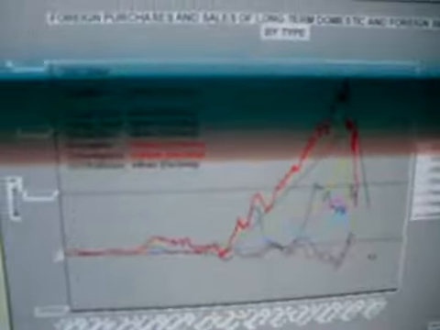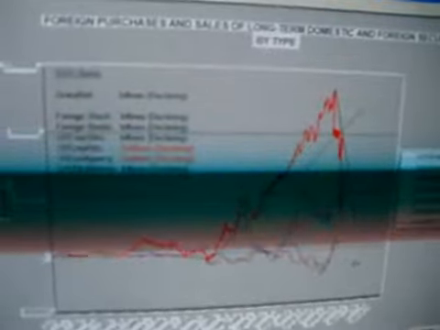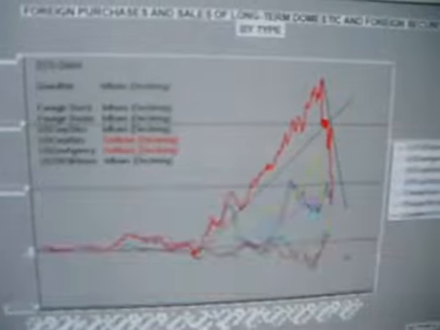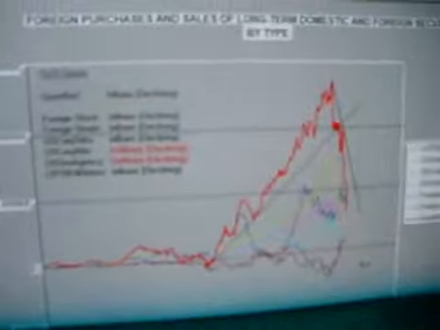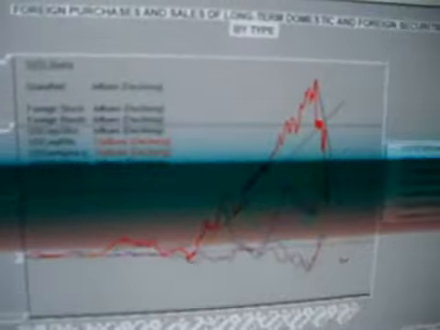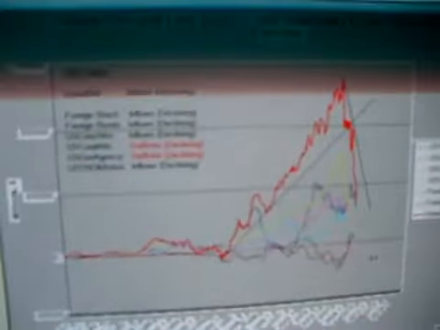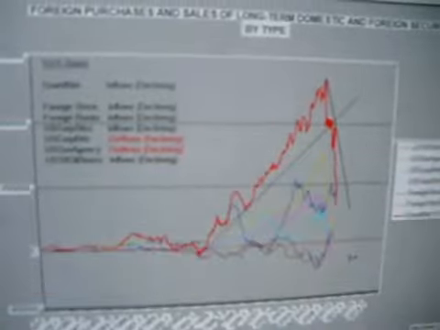This is a graph I got through the website of Jim Willie. It's the foreign purchases and sales of long-term domestic and foreign securities by type. It is a graph that shows you, let's say, the trade balance for different types of paper: US Treasury bonds, US corporate bonds, and all kinds of other stuff, foreign bonds.